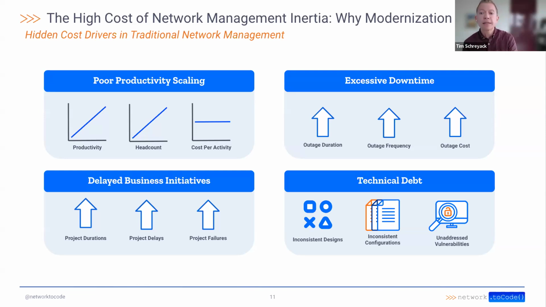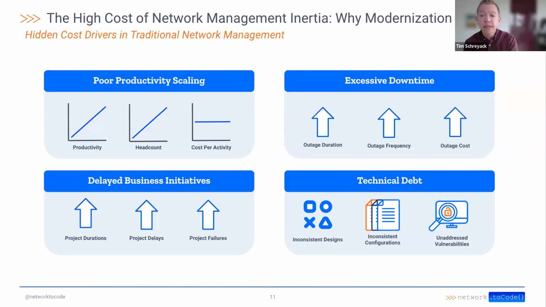In fact, Atlassian estimated that there's an average cost of downtime of about $7,400 per minute occurring in our environments across the industry every time an environment fails. We have delayed business initiatives. Our projects take longer than they are expected to, leading to delays or just failures of the project inevitably. We incur technical debt. And this is something that's been happening for decades in our networks.